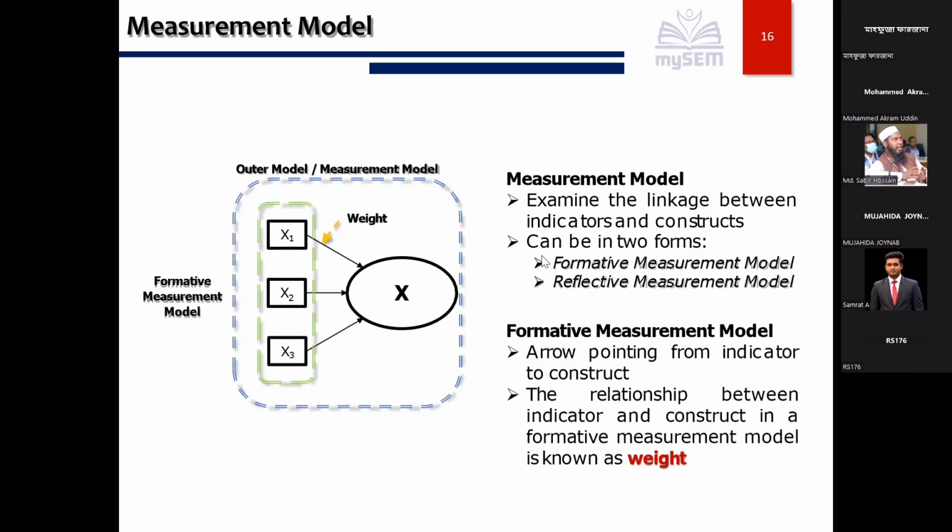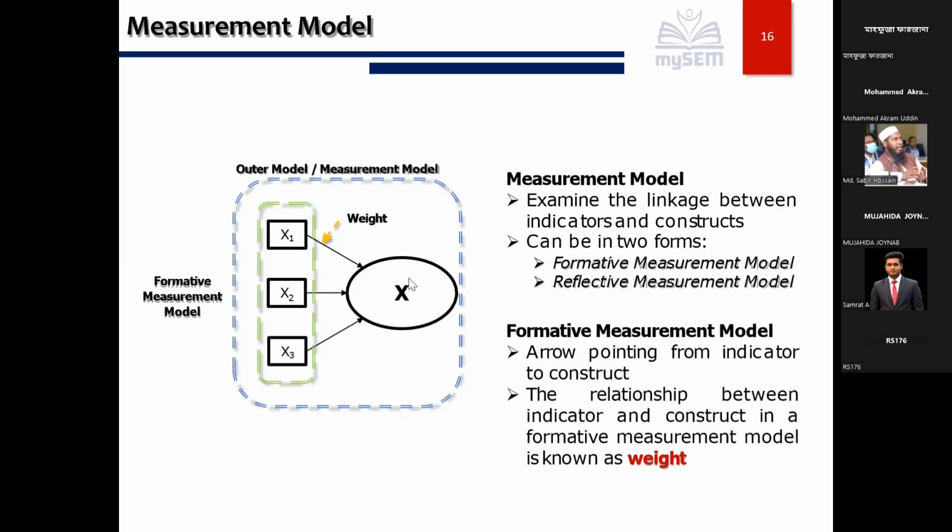Measurement model. So what is the measurement model? In the measurement model, we have two criteria we have already seen: the reflective measurement model and the formative measurement model. The measurement model examines the linkage between indicators and constructs. Look here. What is an indicator? The X1, meaning the question, is the indicator. And what is the construct? This is called the construct, the variable.